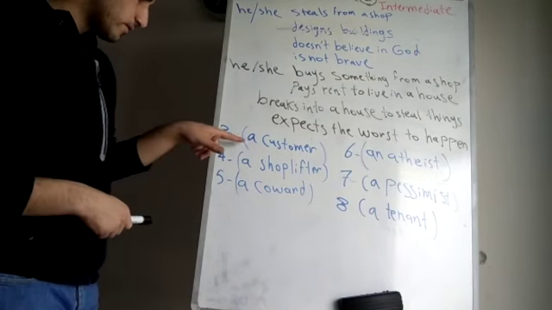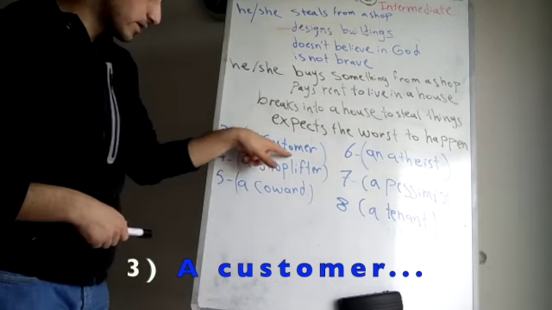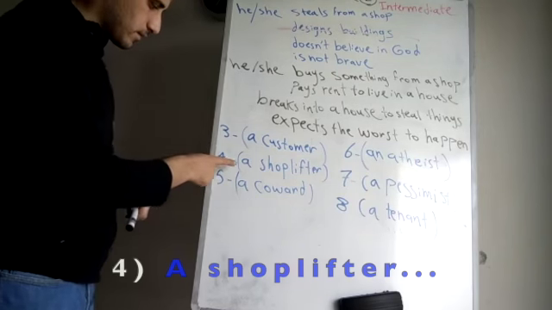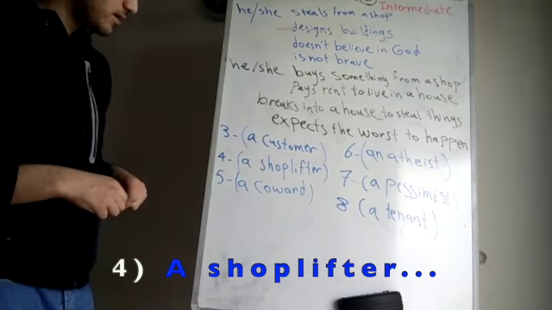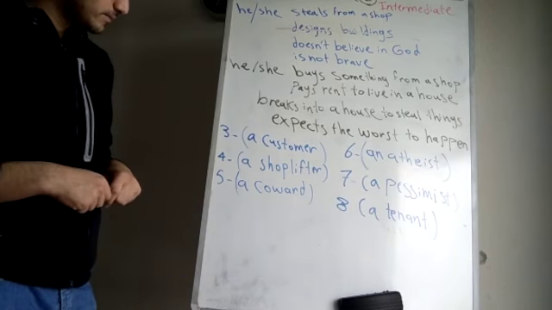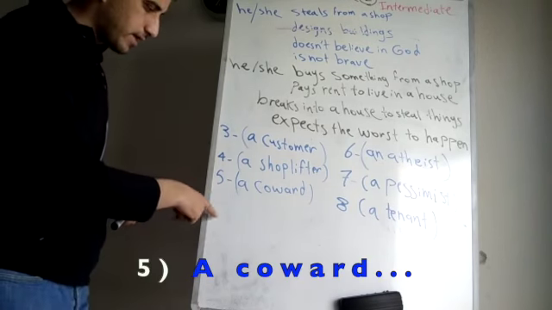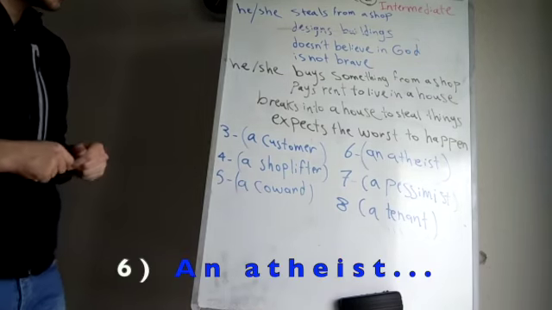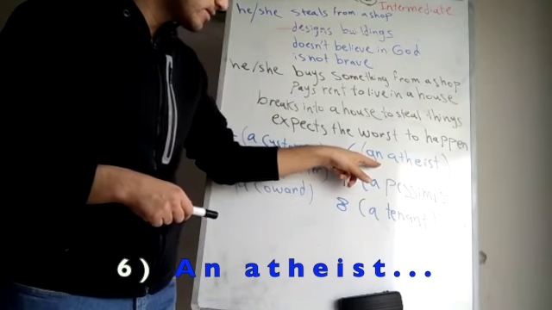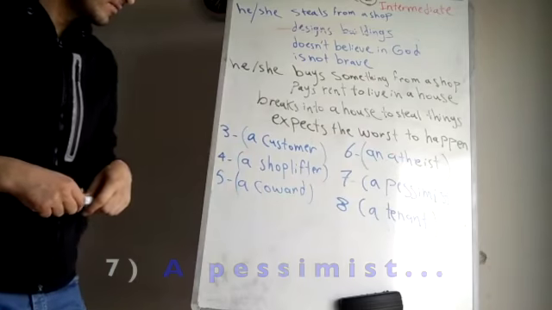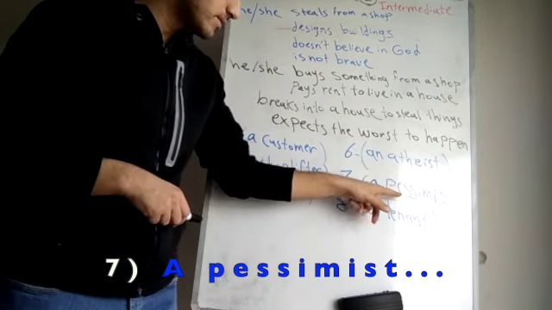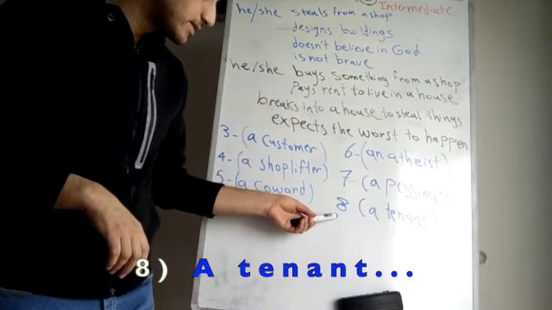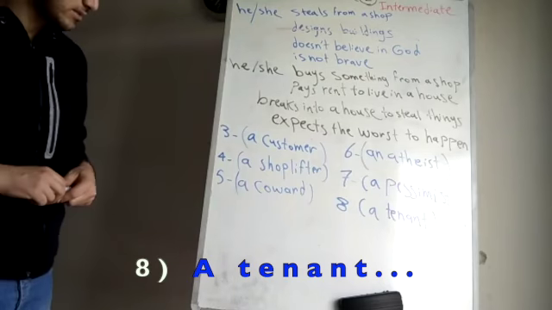Okay, so for example, a customer. Do you know the meaning of customer? Number 4, a shoplifter. Number 5, a coward. Number 6, an atheist. 7, a pessimist. Number 8, a tenant.